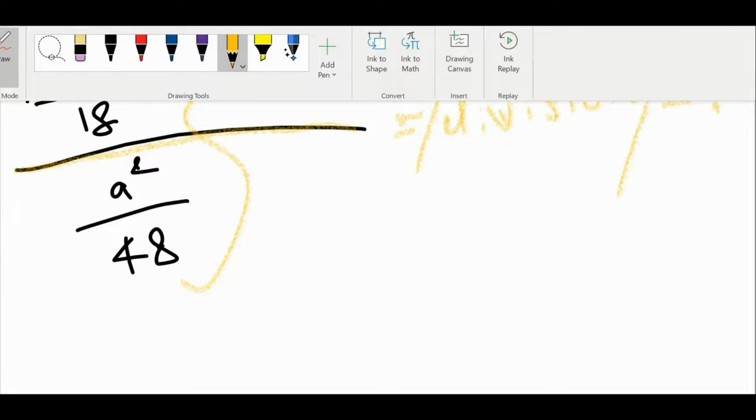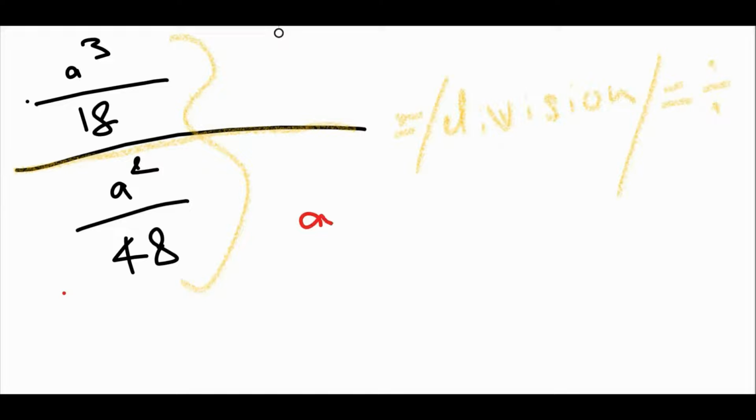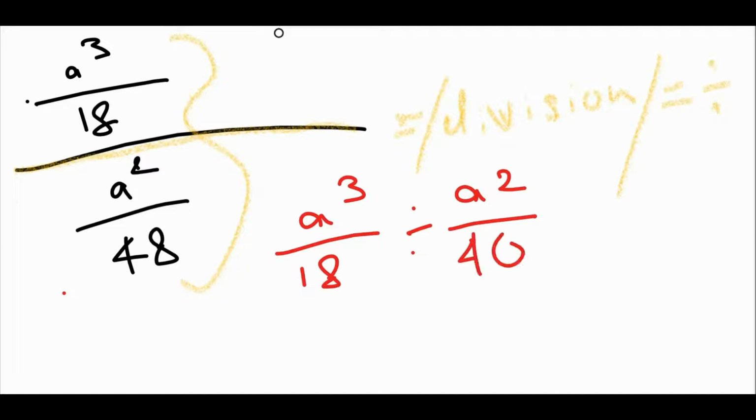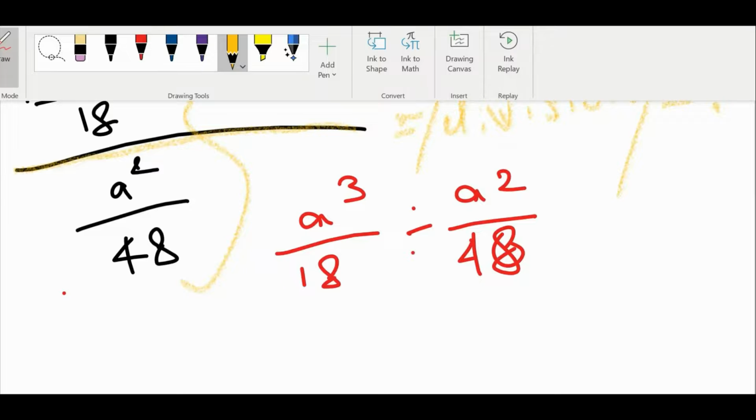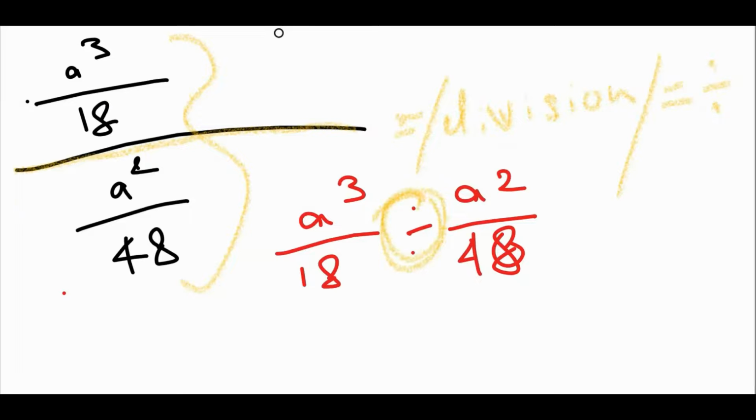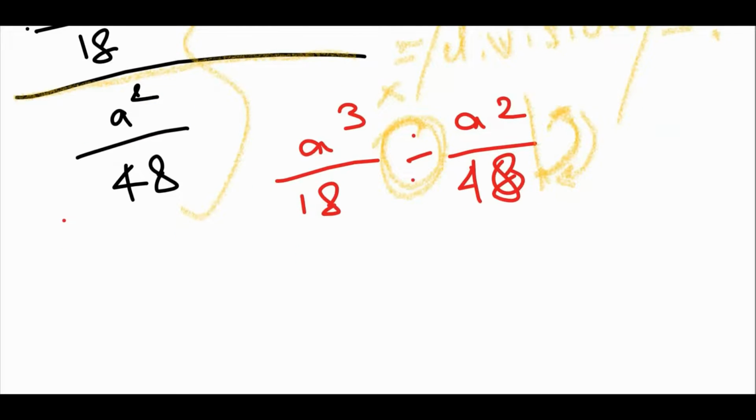Okay, so let's choose a color. So a to the power of 3 over 18 is going to be divided by a to the power of 2 over 48. So once again, this division sign can simply be converted into a multiplication sign by flipping this fraction, as we put the denominator to the numerator and the numerator to the denominator. Since we already practiced this, let's dive in.